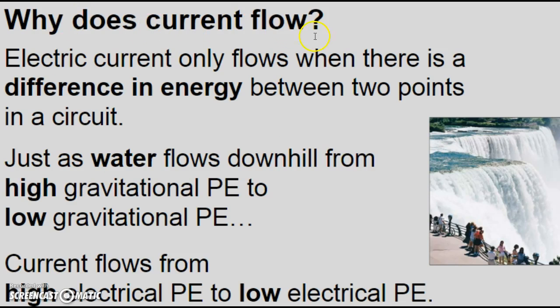So why does current flow? Well, electric current only flows when there is a difference in energy between two points in a circuit. Just as water flows downhill from a high gravitational potential energy to a low gravitational potential energy, current flows from high electrical potential energy to low electrical potential energy. And this is what we create from the voltage within a battery.